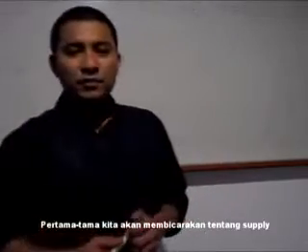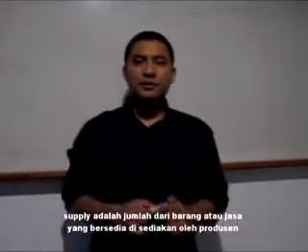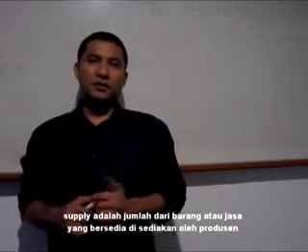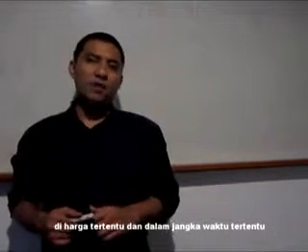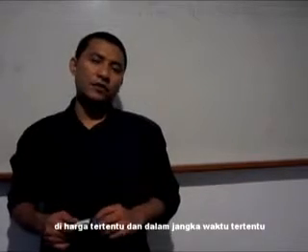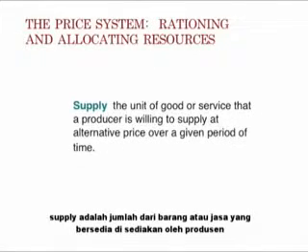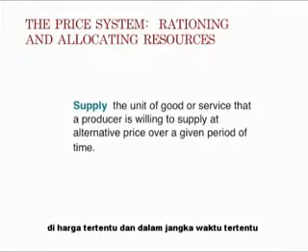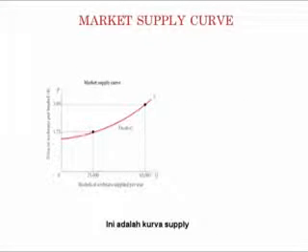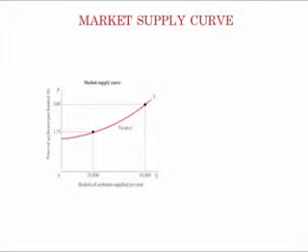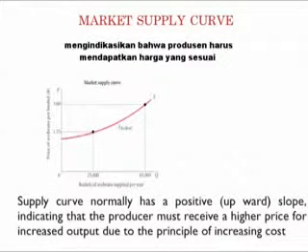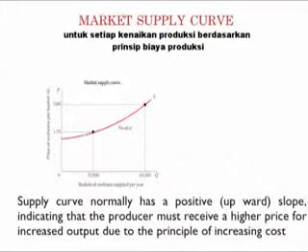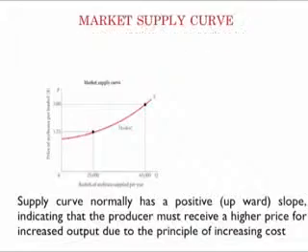First of all, we're talking about supply. What is supply? Supply is the unit of good or service that the producer is willing to supply at the attractive price over a given period of time. This is the market supply curve. The supply curve normally has a positive upward slope, indicating that the producer must receive a higher price for increased output due to the principle of increasing cost.